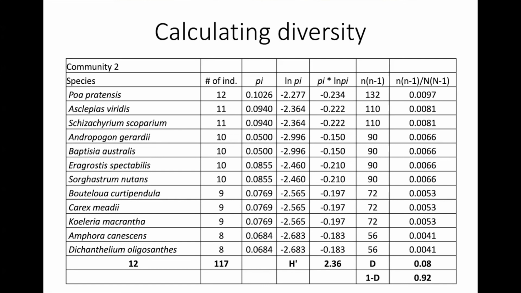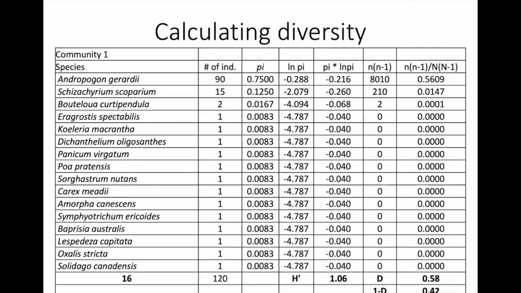And we can see what happens here. So this is our community 1, where our H index is 1.06 and our D is 0.58. If we go back to the other community, our D is 0.8. Oh yeah, this is our highly even community. So the D value is very low. And then this one is our very uneven community. So the D is much higher, 0.58.